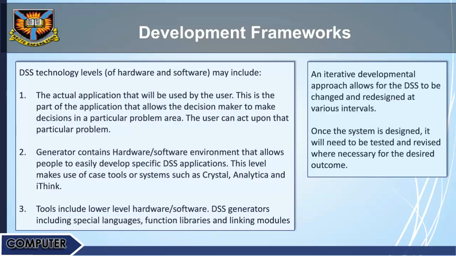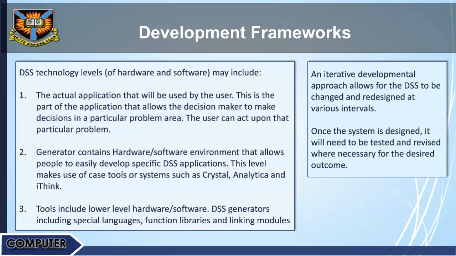The actual application that will be used by the user. This is the part of the application that allows the decision maker to make decisions in a particular problem area. The user can act upon that particular problem. 2. Generator contains hardware-software environment that allows people to easily develop specific DSS applications. This level makes use of case tools or systems such as Crystal, Analytical, and iThink.